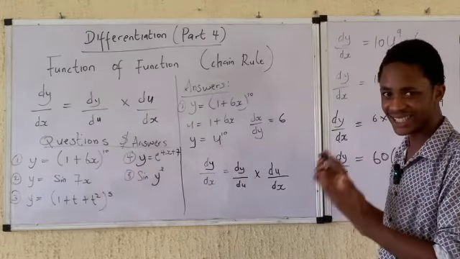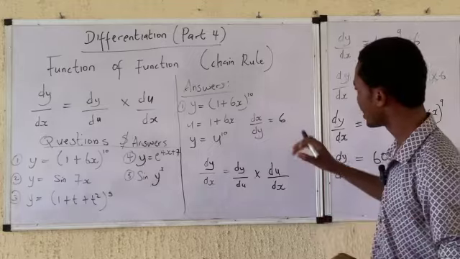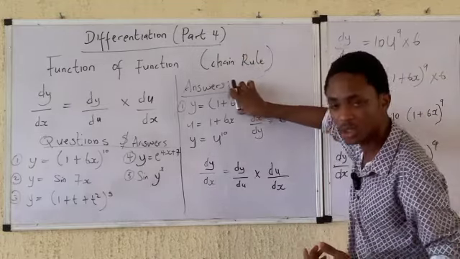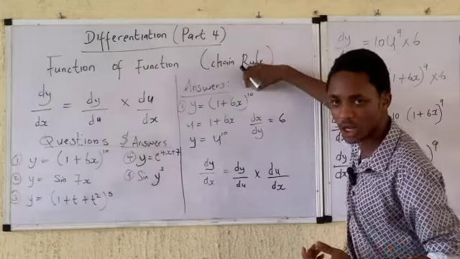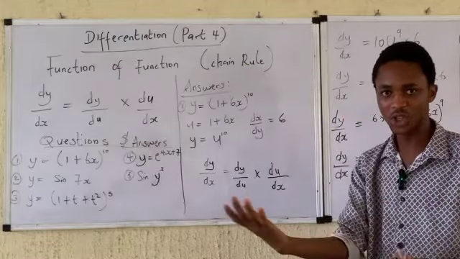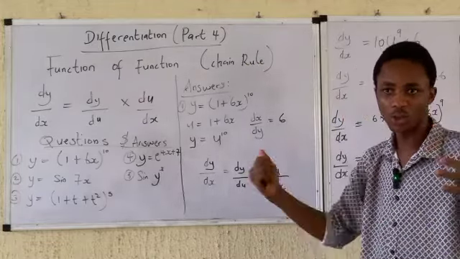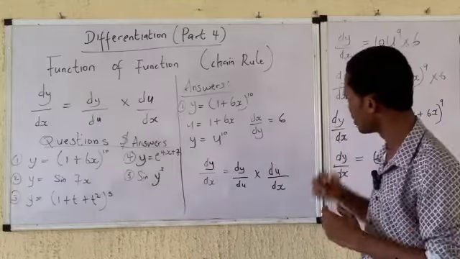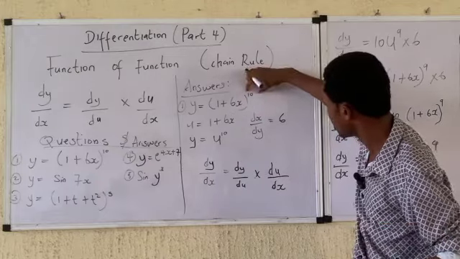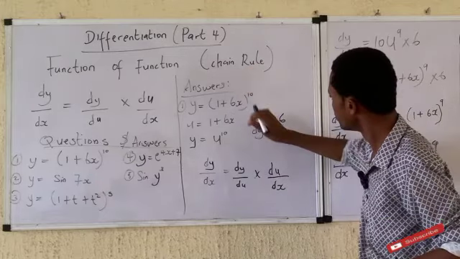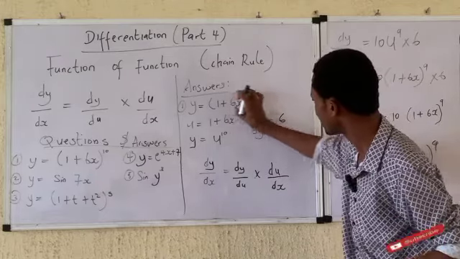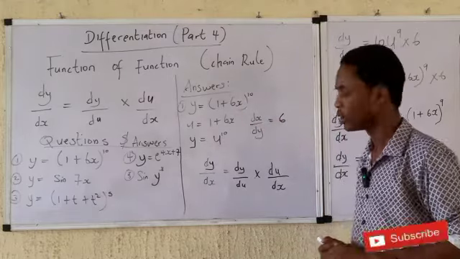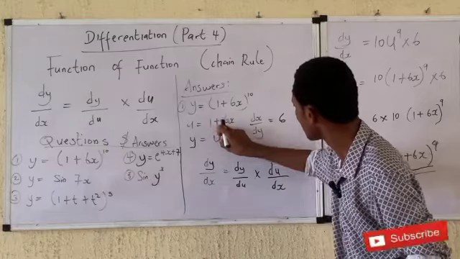Remember that the chain rule talks about a function of another function. I said earlier, a function inside another function is called the chain rule. When something is together, that's a chain, right? So that's what we're talking about, a function of another function. Now, we take the bracket, this 1 plus 6x, as our u. So u equals 1 plus 6x.